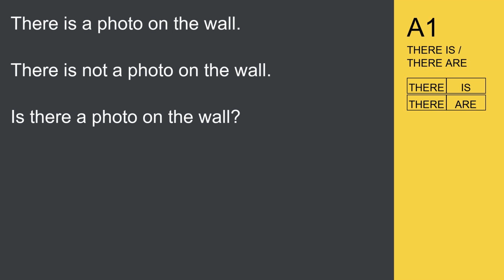There is a photo on the wall. There is not a photo on the wall. Is there a photo on the wall?